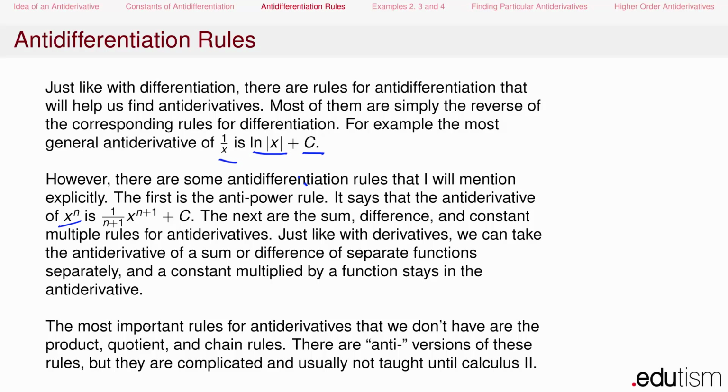There are going to be some rules for antiderivatives that we will not have at this time. Those are going to be the product, quotient, and chain rules. The anti-versions of those rules are fairly complicated, and they're not usually taught until Calculus 2.